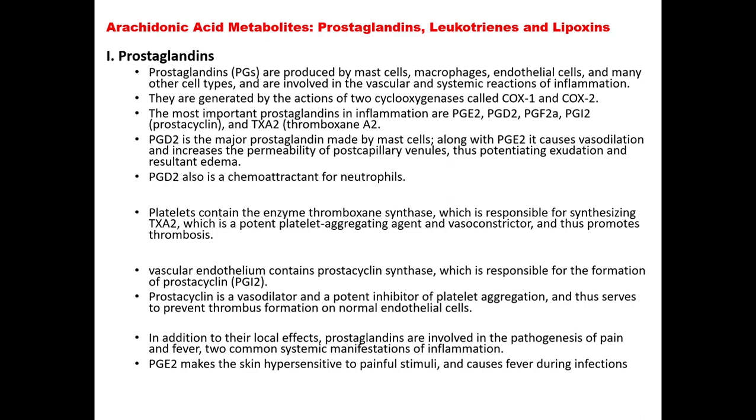In addition to their local effect, the prostaglandins are involved in the pathogenesis of pain and fever, the two common systemic manifestations of inflammation. For example, fever as a part of the systemic manifestation of inflammation is caused by prostaglandins, and also by interleukins. So prostaglandin E2 makes the skin hypersensitive to painful stimuli and causes fever during infection. Of course, you are responsible for all of these, and you can see them in the tables mentioned in the book and the explained illustrations.